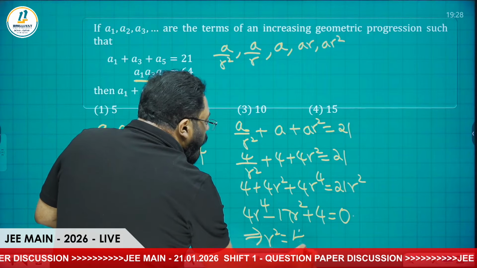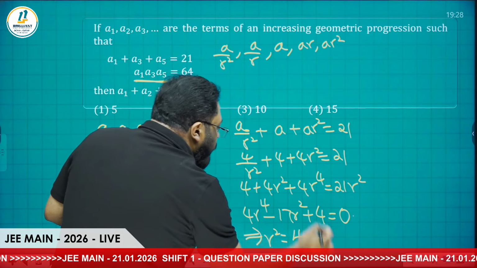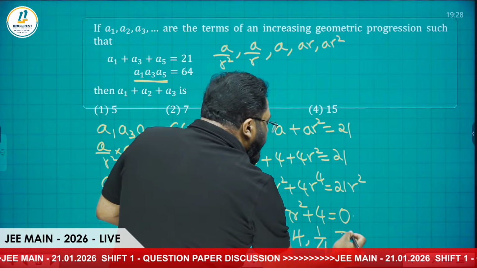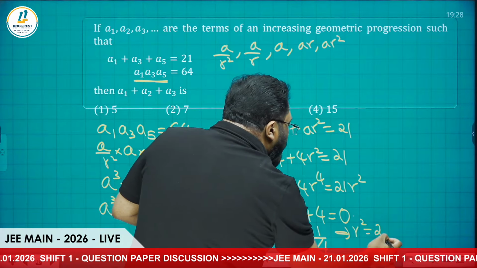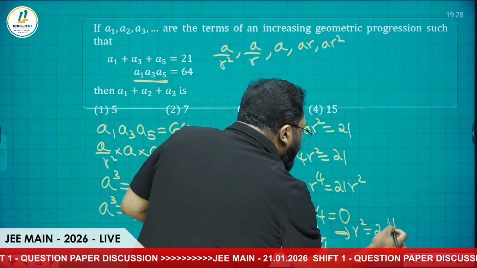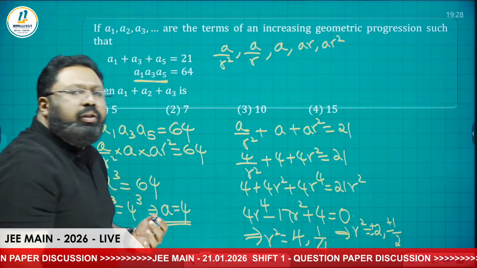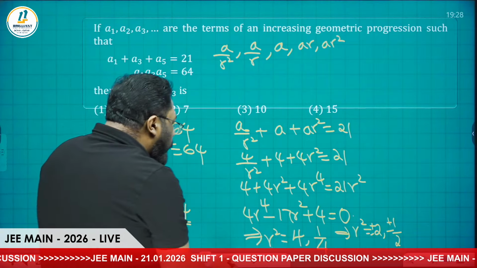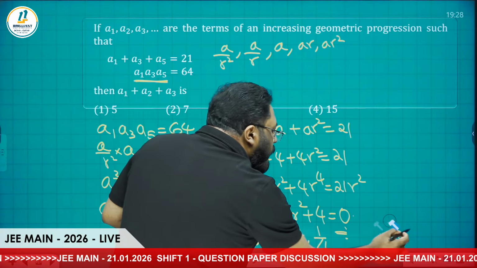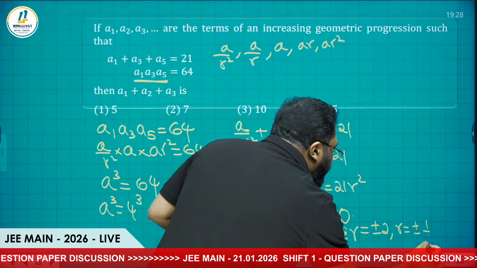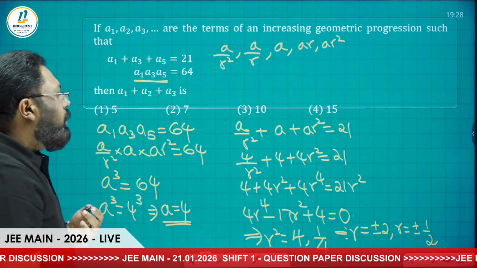R squared is equal to 4 or 1 by 4. It is an increasing GP, so R is equal to plus or minus 2, or plus or minus 1 by 2. But because they said increasing GP, we will take only the positive value greater than 1. Increasing GP, take R is equal to 2.